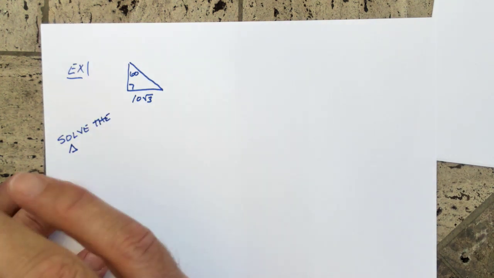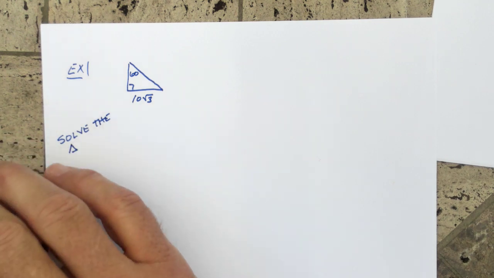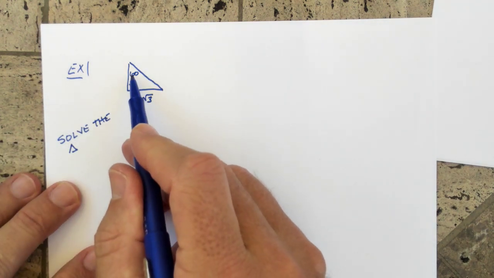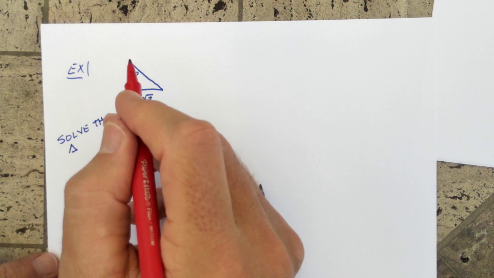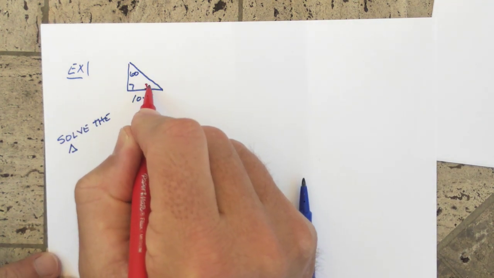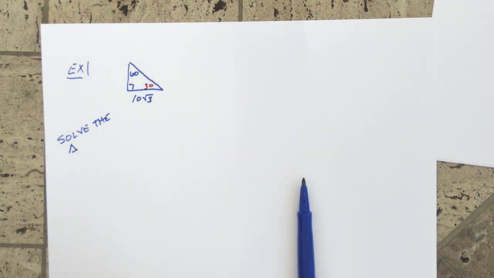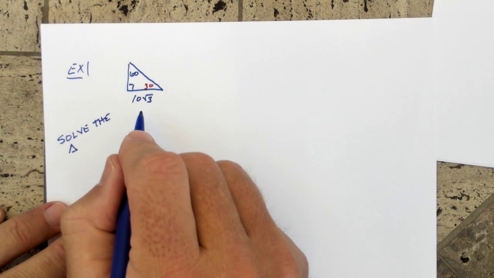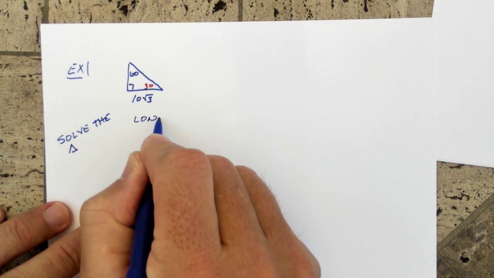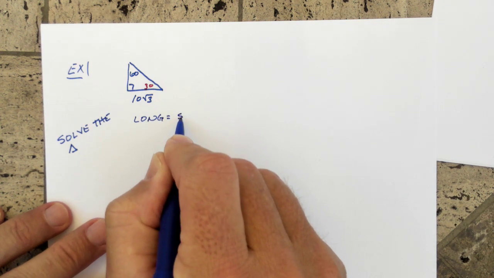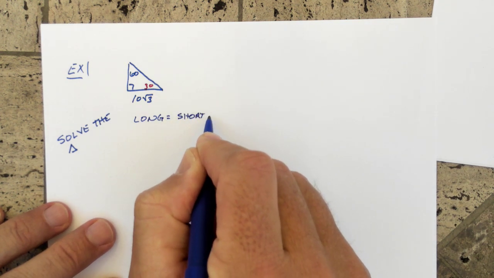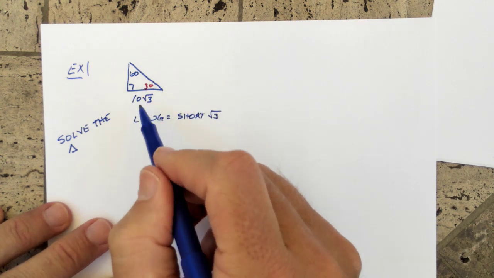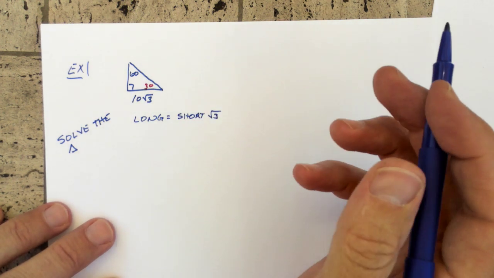Meaning what? Find everything that's missing. Everything you can find. We know it's a 30. Actually, 60. I can find this. No, it's got to be 30. So there, we found one thing. So let's find the rest. What do we have? We've got the long leg. So we know long equals short radical 3. We absolutely know there's no long leg hypotenuse relationship.